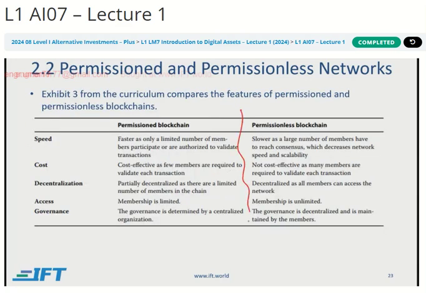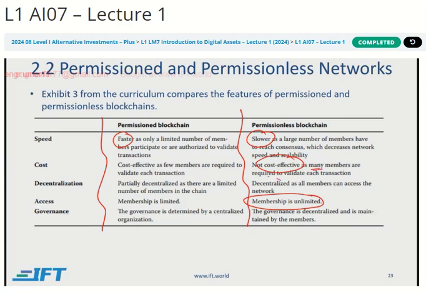Right, so from your curriculum, what's going on here? Obviously, your permissionless will be slower compared to permissioned, which will be faster because there are just fewer nodes, right? Here, you have unlimited membership. There's going to be a huge number of members. So naturally, the speed will be slower. It will not be cost effective because many members will be required to validate the transaction, right?